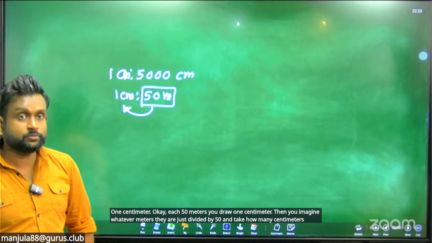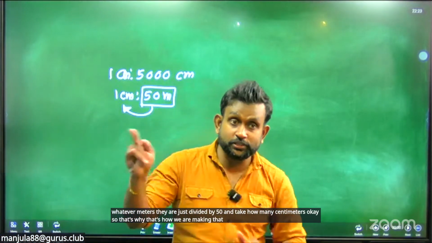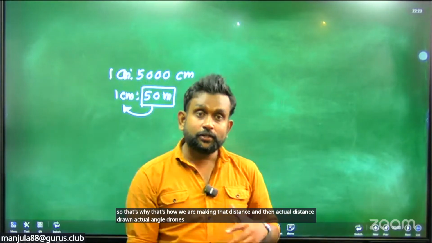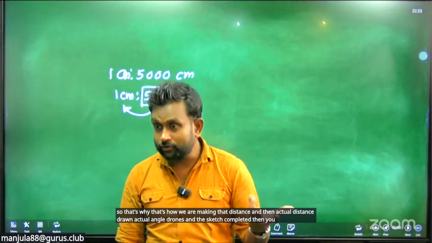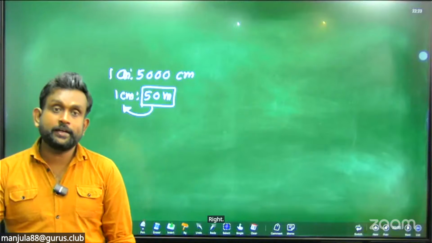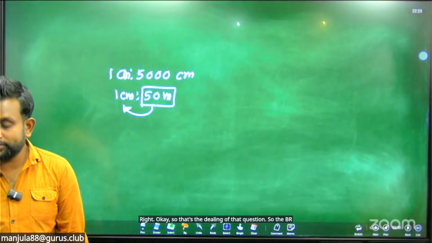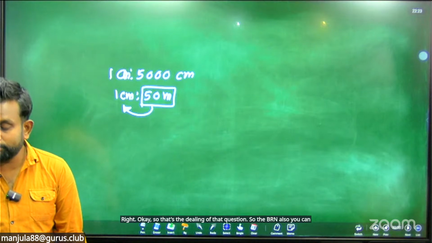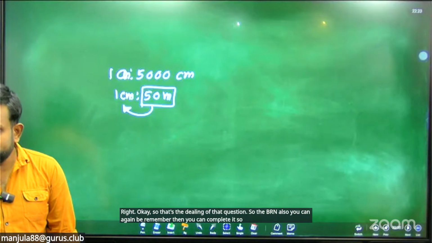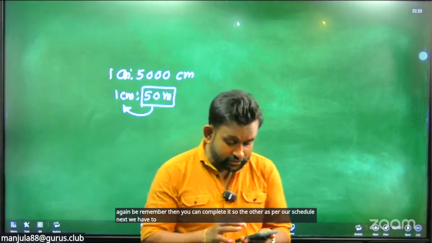Okay, so that's how we are making that distance, and then the actual distance is drawn, the actual angle is drawn, and the sketch is completed. Then you can find the unknown things using the scale. Okay, so that's the dealing of that question. The bearing also you can remember, then you can complete it. As per our schedule, next we have to discuss the statistics.